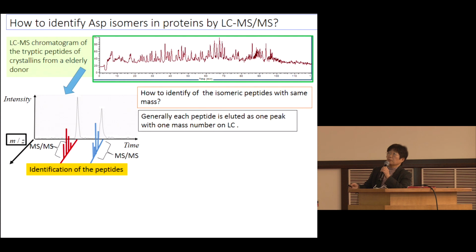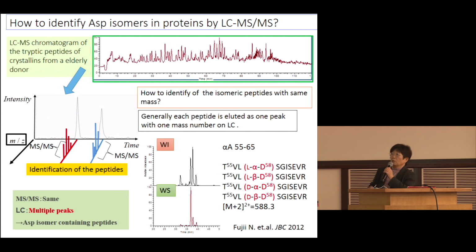Generally, each peptide is eluted as one peak with one mass number on LC. But we found that one peptide is separated on the LC mass as multiple peaks. For example, alpha A 55 to 65. This peptide has the same sequence.